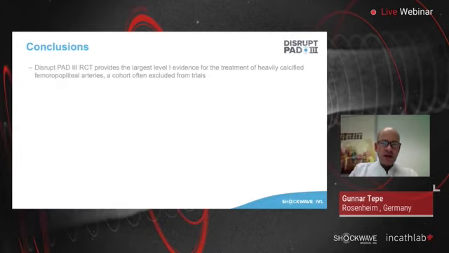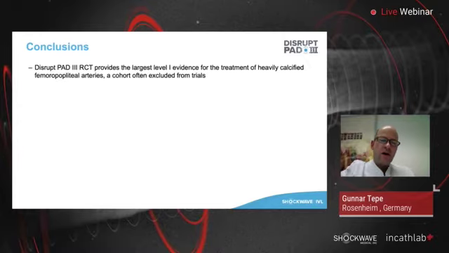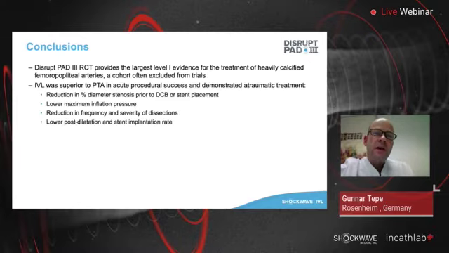So in conclusion, we can say that the Disrupt PAD randomized controlled trial provides the largest level 1 evidence for the treatment of heavily calcified fem-pop arteries in a cohort of often excluded patients.